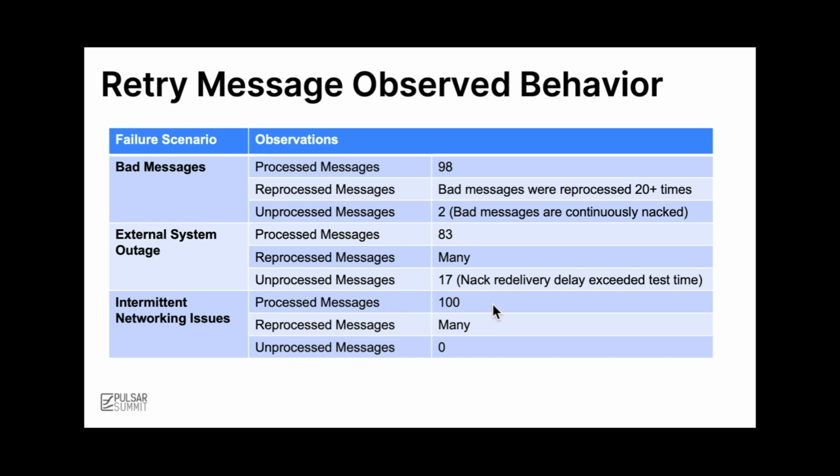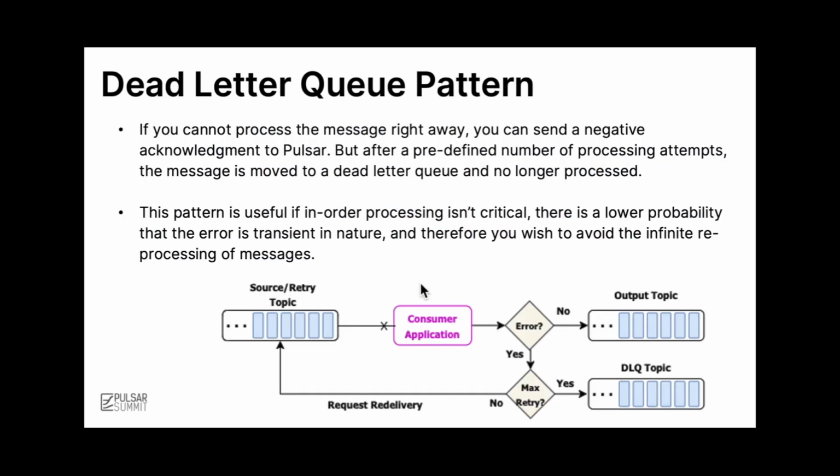Now, with intermittent networking issues, everything got through, so that wasn't an issue. I have to look into some of those examples. Messages were processed out of order, but eventually everything got delivered because the errors cleared themselves enough. It was a smaller outage. And so, I think the nacks are frequently delivered, and they didn't fail enough that they got kicked out.